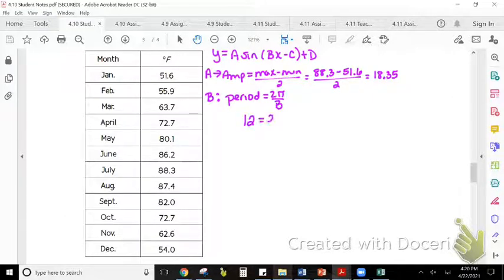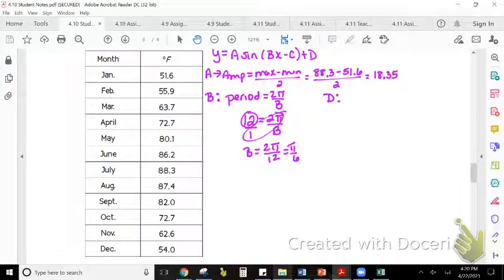So I'm going to set that equal to 2 pi over b, and I'm going to go ahead and just cross multiply and divide. So we get b is equal to 2 pi divided by 12, which reduces to pi over 6. Then I'm going to skip c right now. I'm going to go ahead and find d.